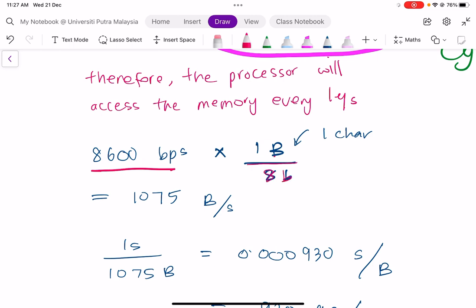So I'm dividing 8600 bits per second by 8 bits. The b and the b will cancel out, and I am left with the capital B. So 8600 divided by 8, I would get 1075, and I am left with bytes over second because this is per second.